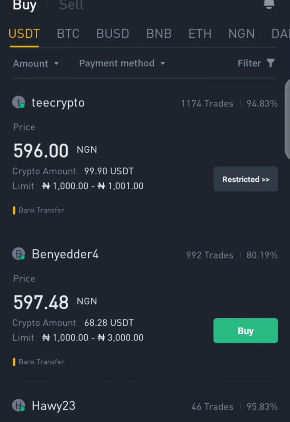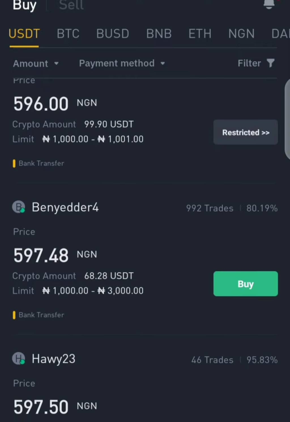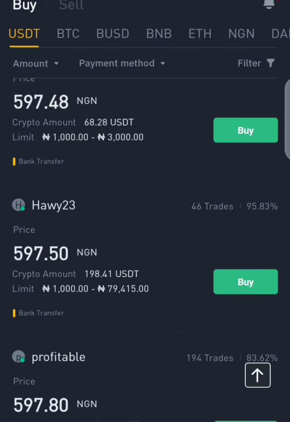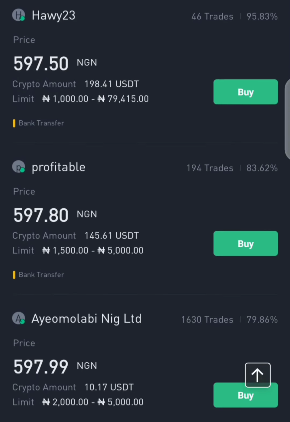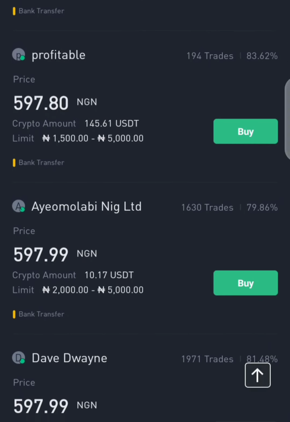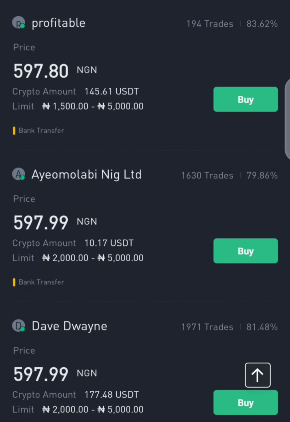The limit that he said he wants to be selling ranges from 1,000 naira to 1,001 naira. So in other words, if you want to buy with 10,000 naira, you cannot actually patronize this guy. You cannot trade with this guy. If you want to buy 100,000 naira, you cannot trade with this guy. So what do you do? You gently scroll down and go through to find whoever has the amount that you want to trade with.